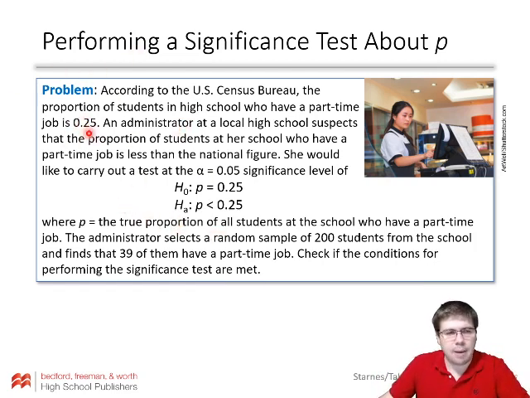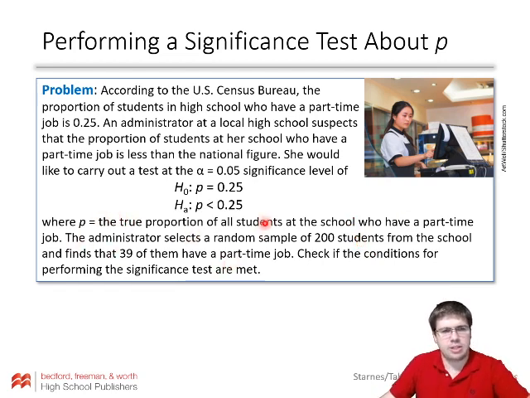So we have to have some assumed null hypothesis. Somebody's got this claim, and then we're trying to test this other claim. I guess they're both claims, but the null hypothesis is kind of the status quo, the same 0.25, and then we're finding evidence that it's less than 0.25 at a 5% significance level. So p is the true proportion of students at this school in particular that have a part-time job.